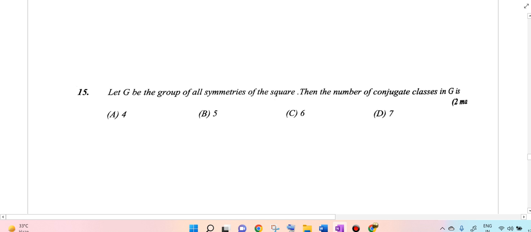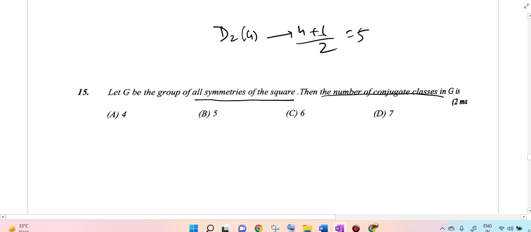Let G be the group of all symmetries of the square. Then the number of conjugacy classes of G is given by 4 plus 6 by 2, which is 5. So the answer is 5.